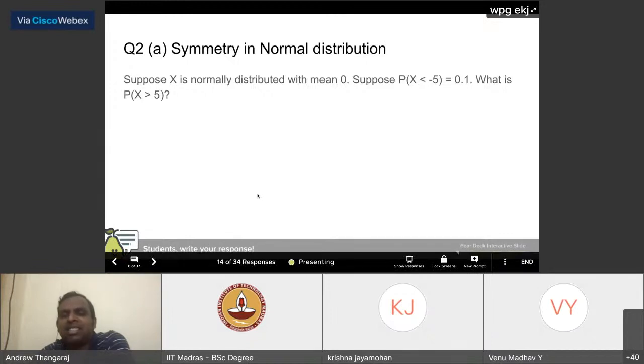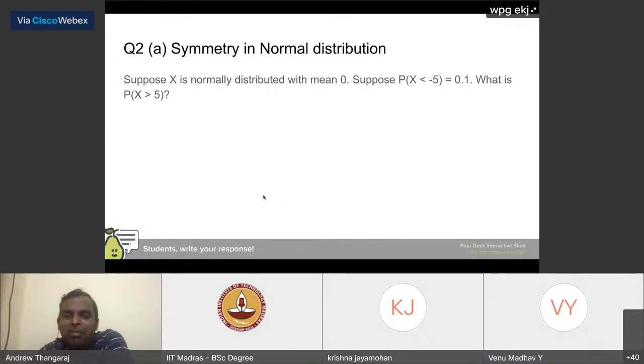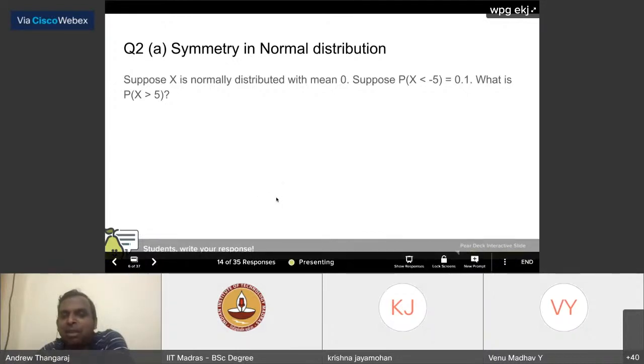Don't randomly guess. Think about it. It's a little bit more difficult; you need a numerical package. I didn't pick a comfortable number like 1. I just picked the probability of x less than minus 5 to be 0.1.